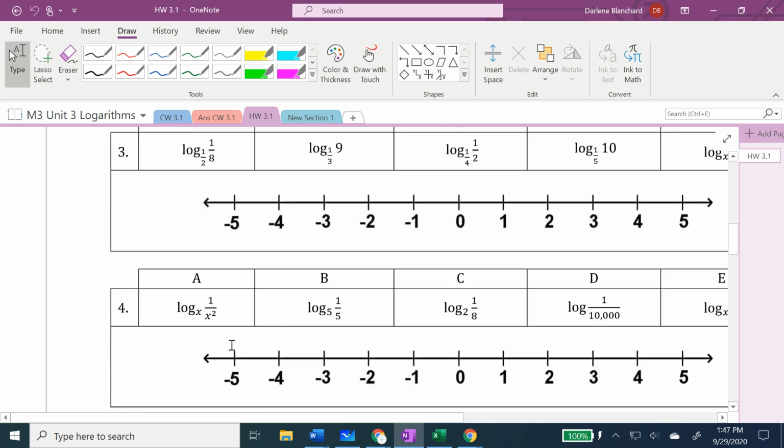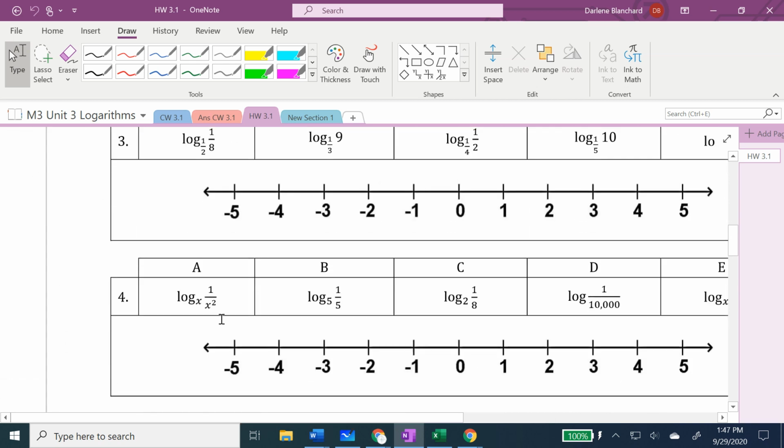And then for this one, it's really looking at the base. If the base is X, what exponent will give you 1 over X squared?